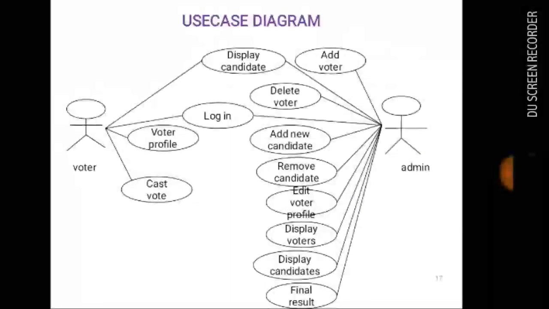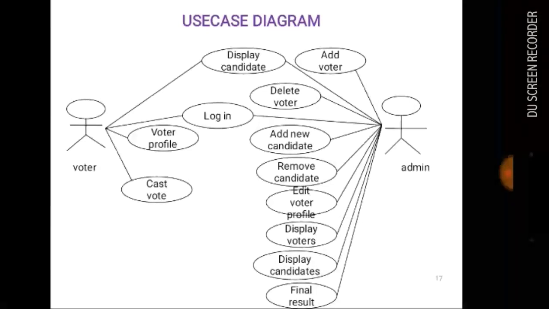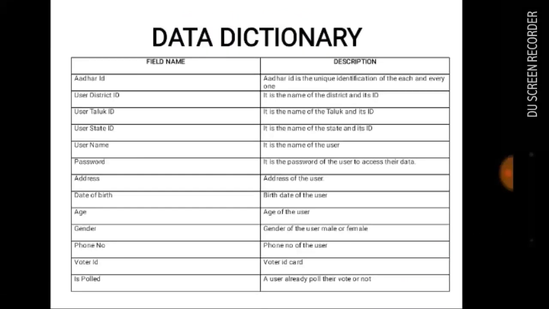Use case diagram: which data is shared only with admin and voters. Voters can access these four functions only. Candidate information, they can only log in to their voter profile. After that they can cast their votes.